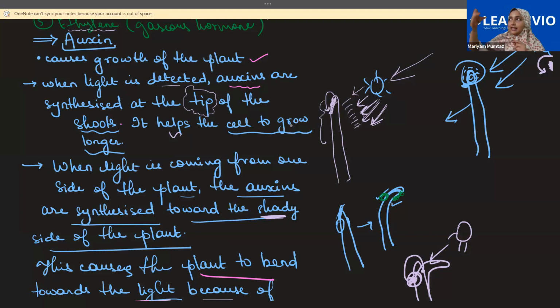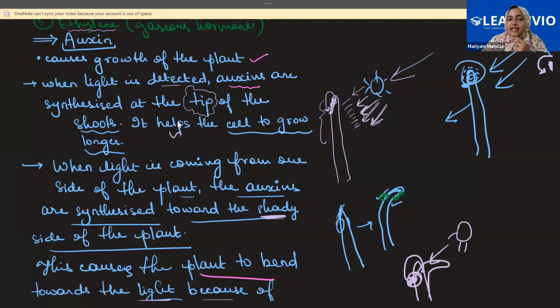Now in the auxin synthesis, what happens is that whenever the light gets detected, for example, there is a stem and light is coming from one side. So it will light up this particular part, but not this part directly, right? So whenever the light is detected, auxins are synthesized at the tip of the shoot, right? Always remember, where is the auxin synthesized? So at the tip of the stem.